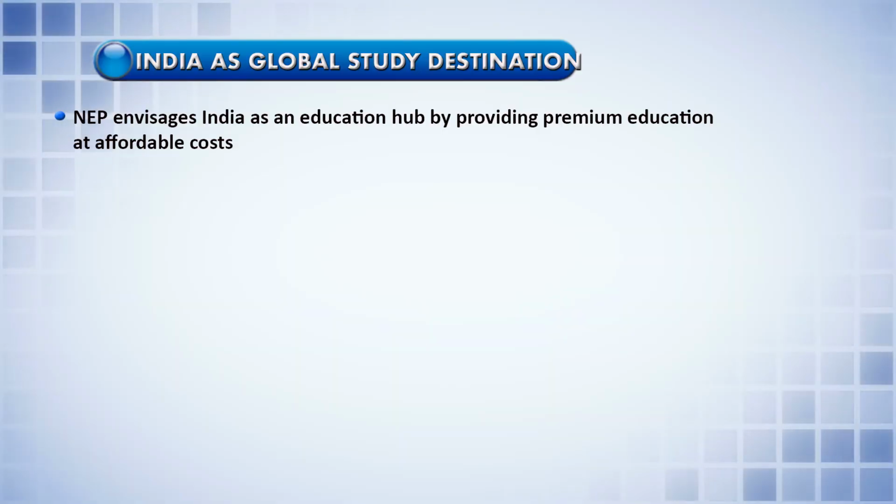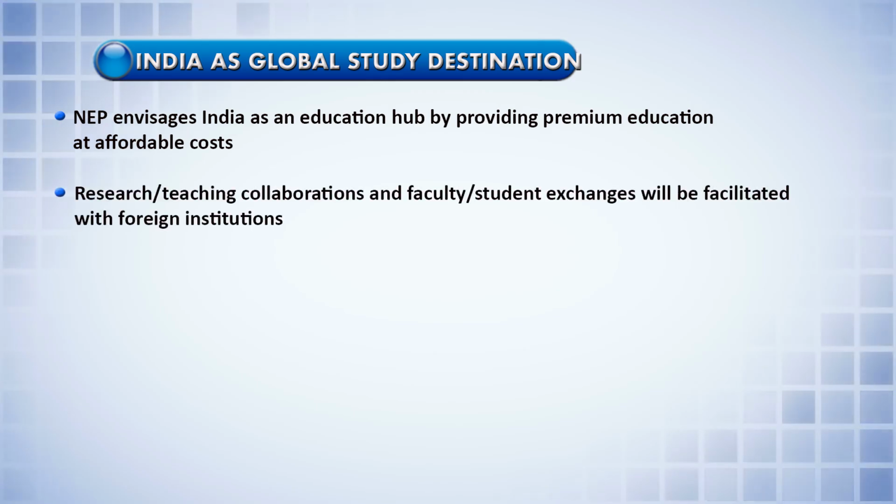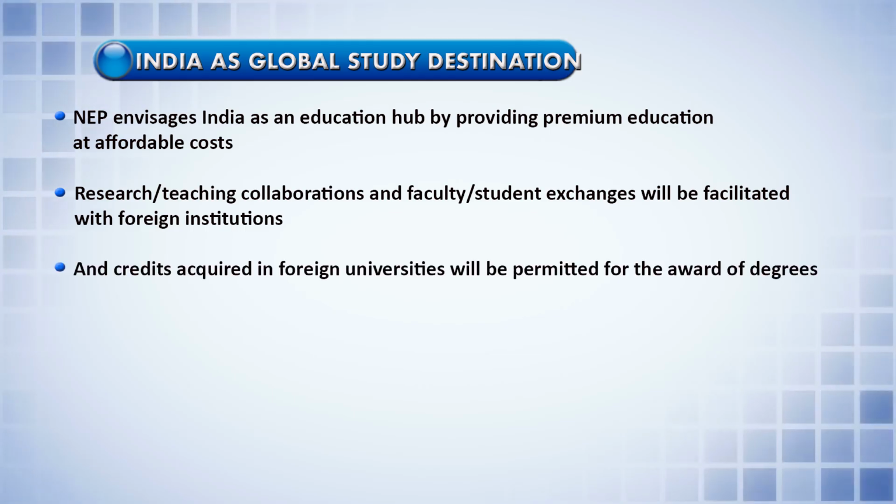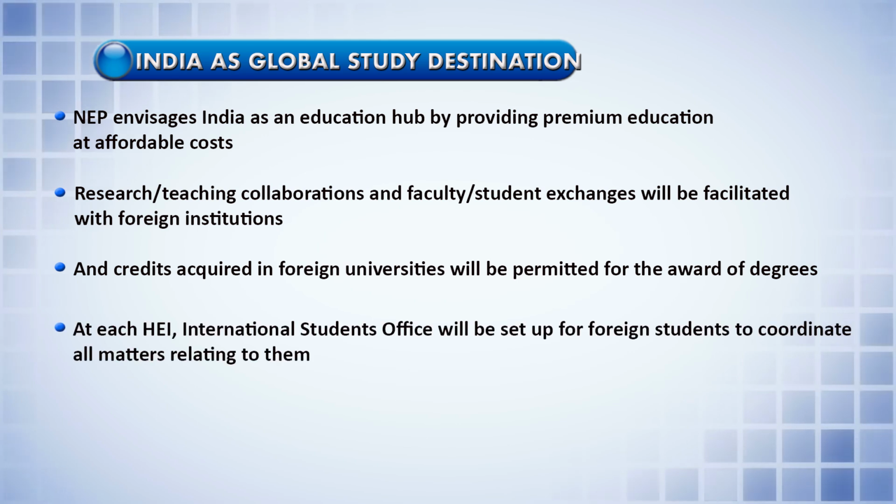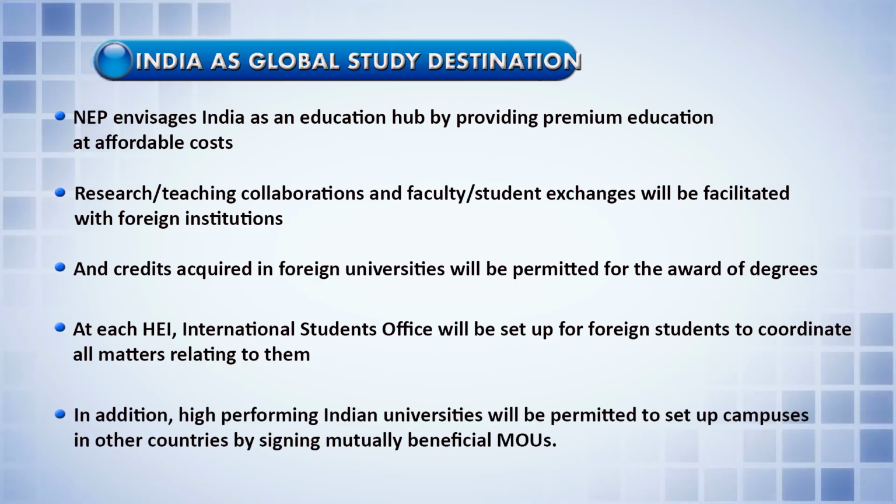The NEP envisages India as a global study destination, an education hub, by providing premium education at affordable cost. Research, teaching collaboration, and faculty-student exchanges will be facilitated with foreign institutions, and credits acquired in foreign universities will also be permitted for the award of degrees in India. At each higher education institution, an international student office will be set up for foreign students to coordinate all matters relating to them. At the same time, high-performing Indian universities will be permitted to set up campuses in other countries by signing mutually beneficial MOUs. So it will be a two-way process in which foreign institutions can come to India and Indian institutions can set up campuses abroad.